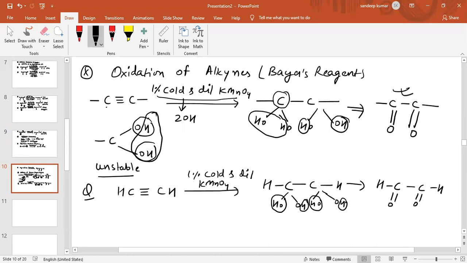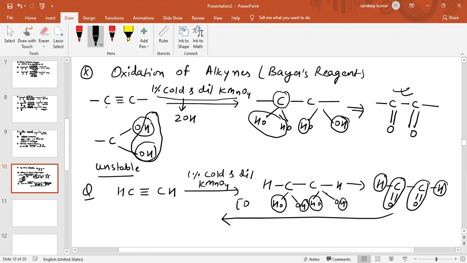Now see what happens. Oxidation will not stop here, because the C double bond O group is there and hydrogen is attached, there also C double bond O and hydrogen is attached. So there is further oxidation. It means nascent oxygen will be added. This H will be converted into OH, and this H also will convert into OH. So the product obtained is OH C double bond O, and this also C double bond O and OH. So this is the step which we have to follow for the oxidation of alkynes using Bayer's reagent.